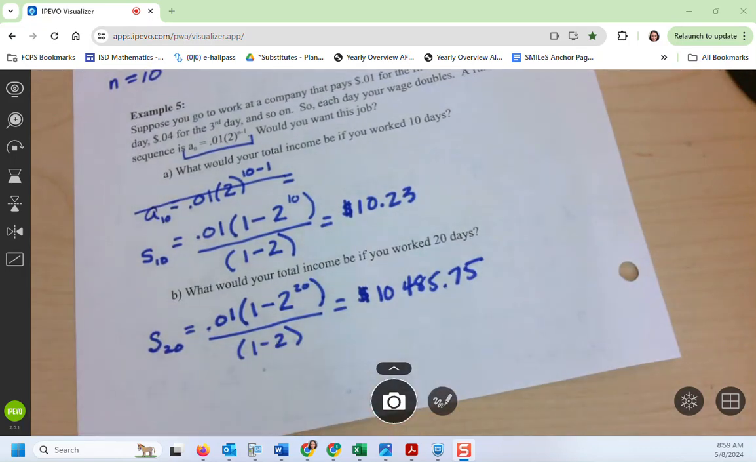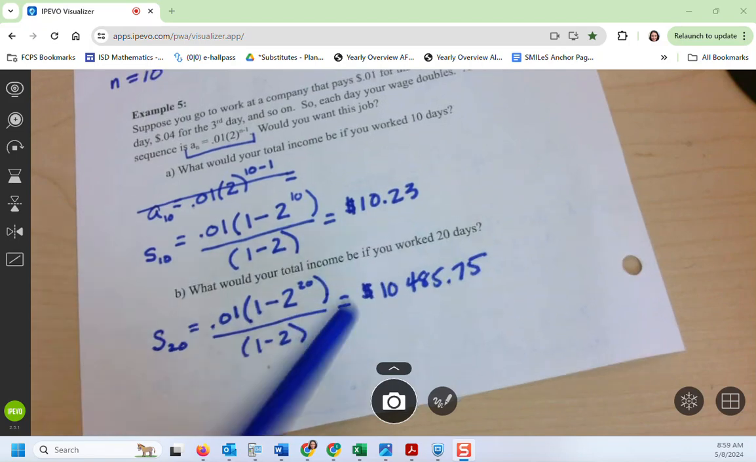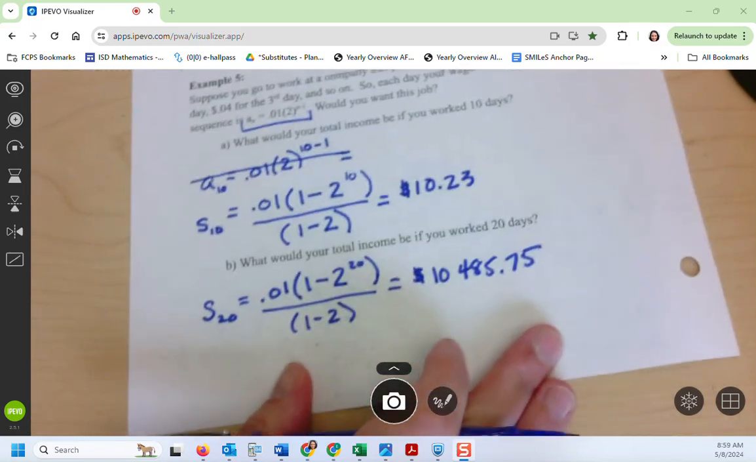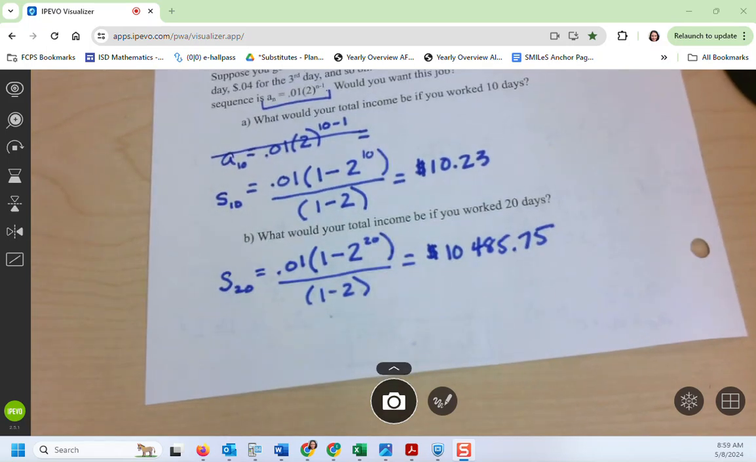All right, would you work 20 days for $10,485.75? Yes, so this pay scale starts off kind of cheap, but it ends up paying a lot. And some of you may want to experiment with what happens when you put in a larger number for the number of days, because you do end up getting a whole lot of money on this pay scale. So if anybody ever offers you this, make sure they actually have the money to back it up and then take it. Okay.